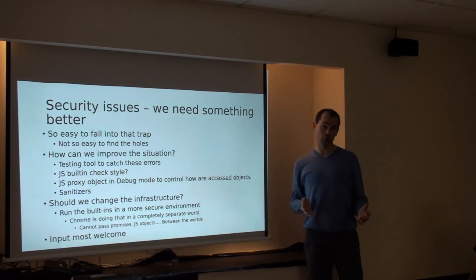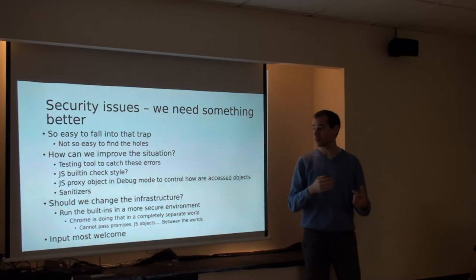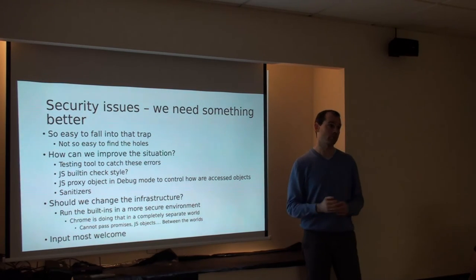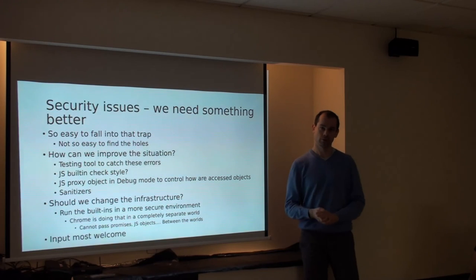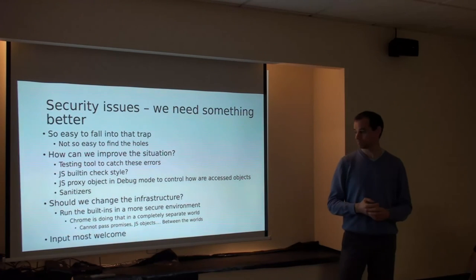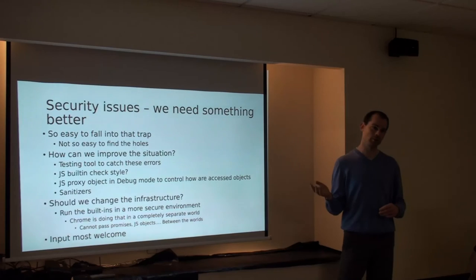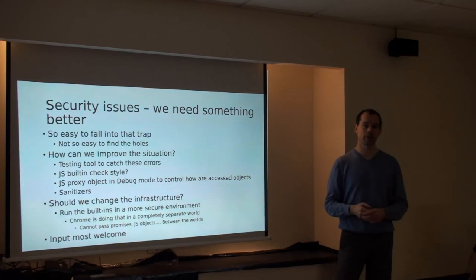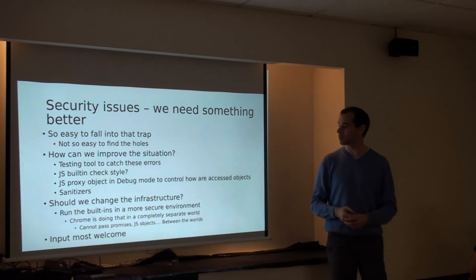So we can try to improve the situation with the current framework, like adding tests, adding a styler, adding sanitizers, proxies, developers. We have some ideas there. Or we can also change the infrastructure, meaning like for Chrome, we are able to run JavaScript code in a different world. So there's no possibility to have security breaches. But then you cannot pass promises objects. So it's a trade-off. If you have ideas there, we are very welcoming any feedback to fix those properly. Because the more there will be JS built-in code, the more errors like that there will be, which is somehow annoying.